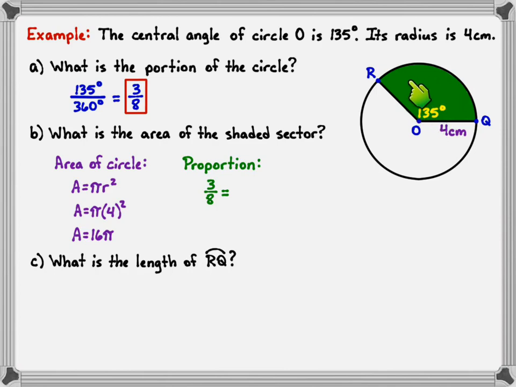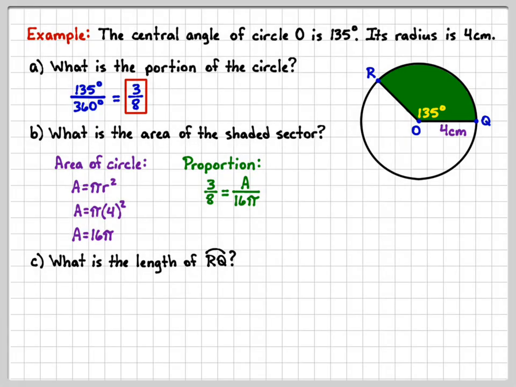That is the part of the circle. So the thing that I'm looking for goes on top. So we're going to use a variable a to represent that area because we don't know it. And the area of the whole thing goes on the bottom, and we just figured out the area of the whole thing. It's 16 pi.